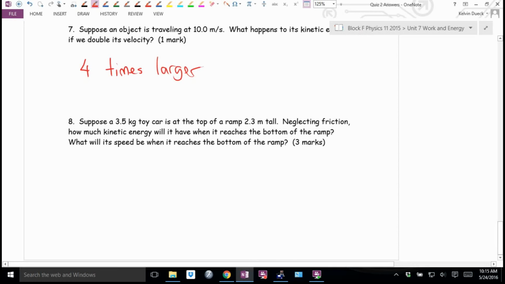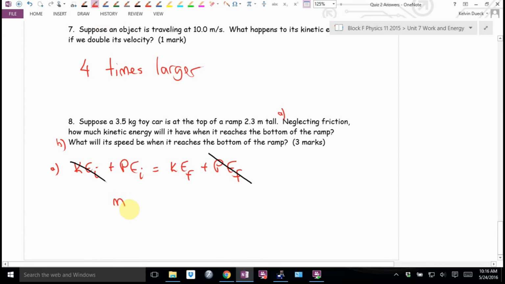Suppose a toy car is at the top of the ramp. Neglecting friction, how much kinetic energy will it have when it reaches the bottom of the ramp, and what will its speed be? Okay. I'm going to call this part A, and I'll call this part B. Part A, this is a change in height, change in speed, yucky curvy path. I think in this question, the final potential at the bottom is 0, and I think you're starting out at rest. How do I know? Because it doesn't say we're starting out with speed.